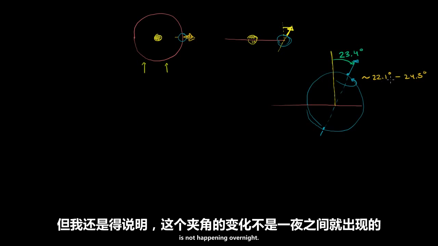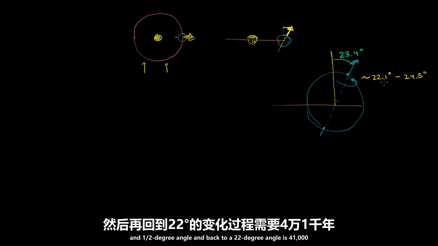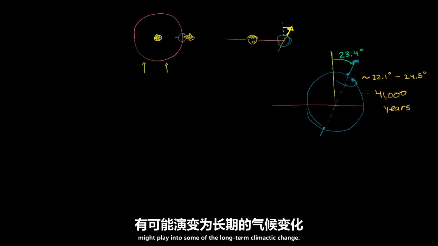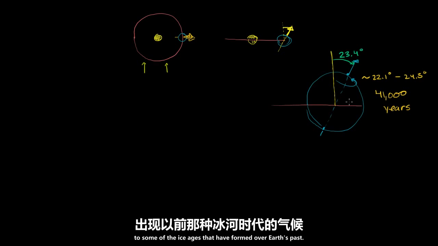But I want to make it clear, this is not happening overnight. The period for it to go from roughly a 22-degree angle to a 24.5-degree angle and back to a 22-degree angle is 41,000 years. And this long-term change in the tilt might play into some of the long-term climatic change. Maybe it might contribute on some level to some of the ice ages that have formed over Earth's past.